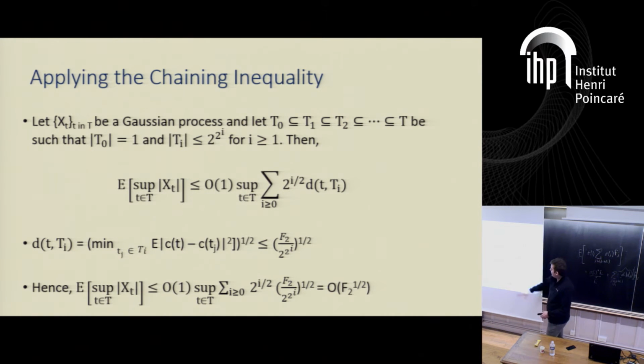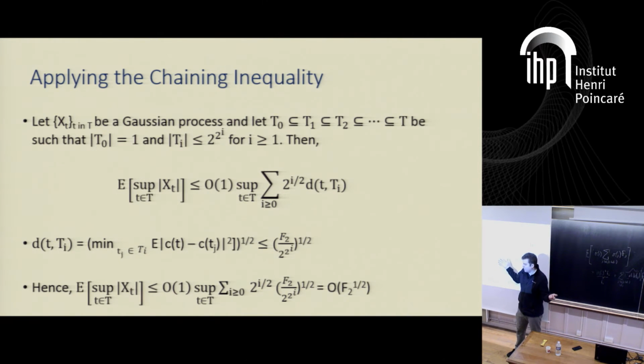On top here, I've just rewritten the chaining inequality. It's the same thing. To apply this chaining inequality, I need to compute this distance function. I've told you what the sets are now, but what is this distance function? The distance from index t to a set t_i, we said, is the minimum over all items t_j in that set t_i of the distance from t to t_j.